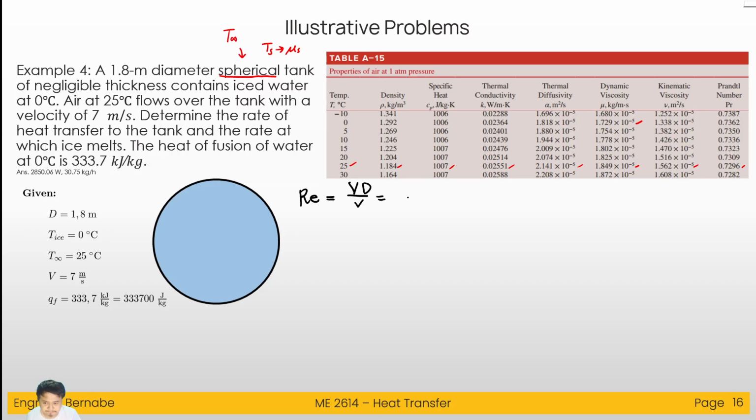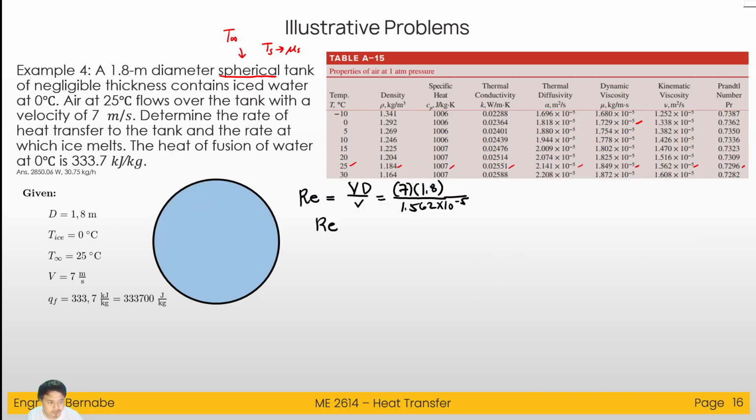So we need to find the Reynolds number. The Reynolds number here will be just V D over the kinematic viscosity. So the velocity is 7 meters per second, the diameter is 1.8, and then the kinematic viscosity is, sorry, the kinematic viscosity is 1.562 times 10 to the negative 5. Okay, so this will be in meters per second times meters for the numerator, and meter squared per second for the denominator. So this will be dimensionless.